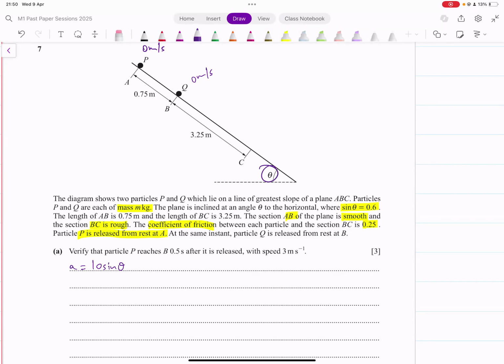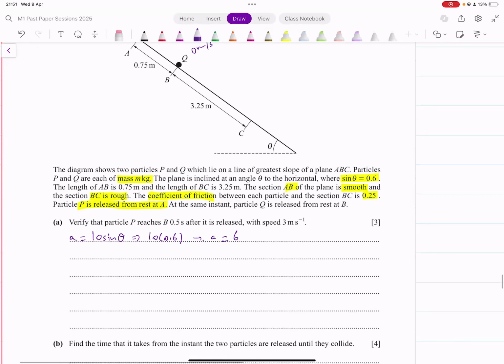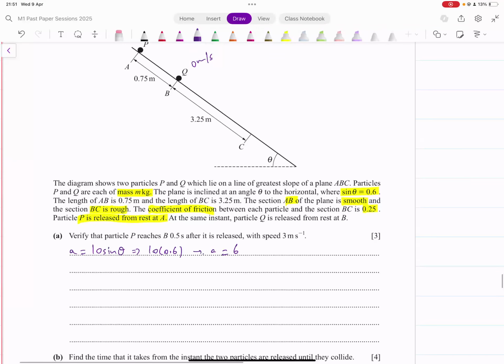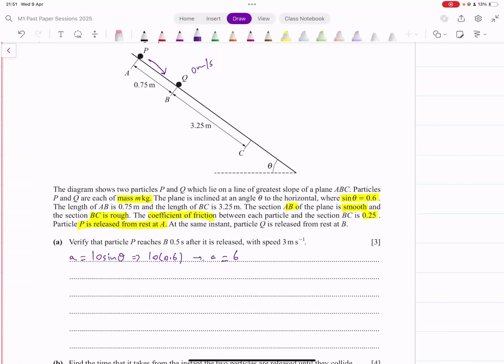What's theta? Theta is this angle. Are we given the value of sine theta? Yes, that's 0.6. So the acceleration value, therefore, is going to be 10 into 0.6. Acceleration for this part of the journey is 6. Now, you're going from A to B. That's the part of the journey that we're considering, right? A is equal to 6.